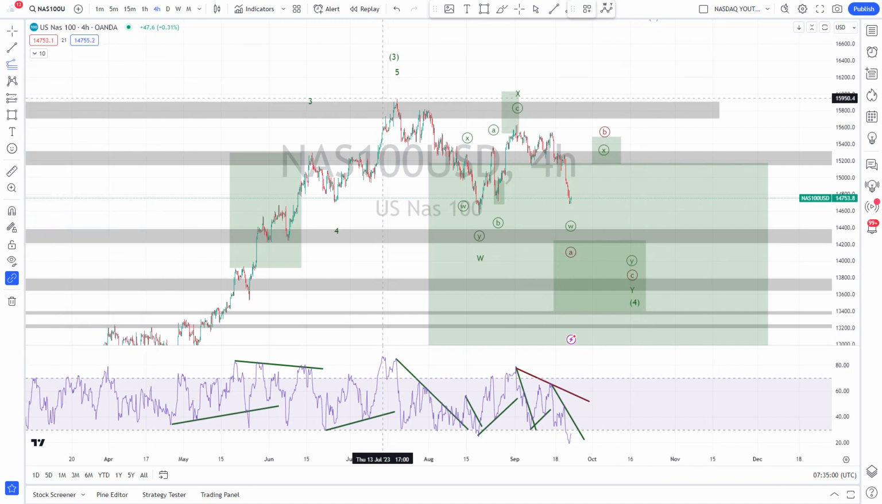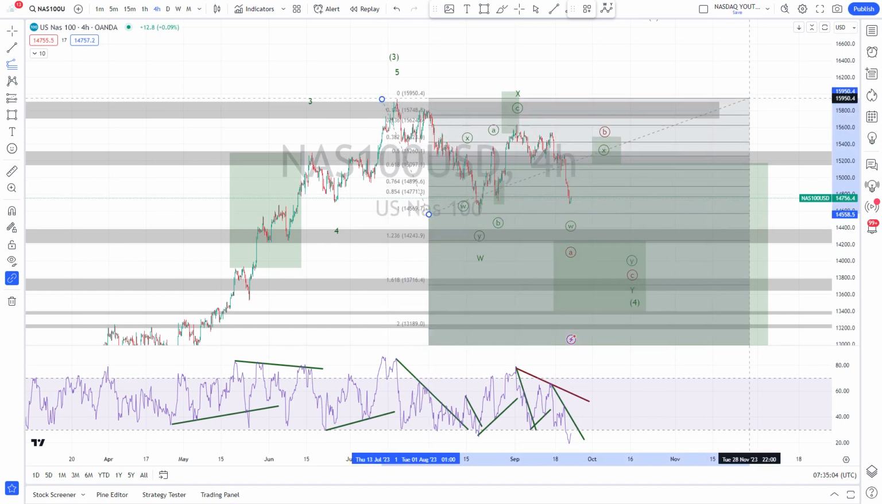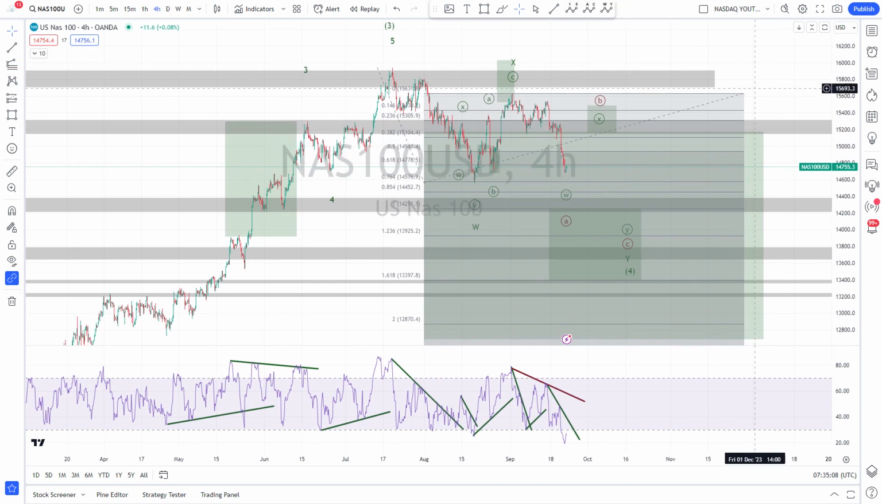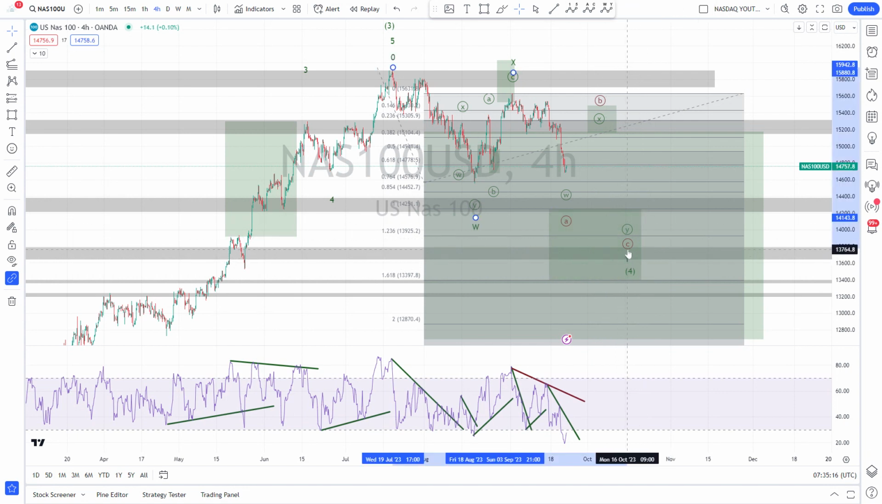The target becomes this area, the area that we can find by taking the length of wave W, the length of wave X, and then here the area between the 1 and the 1.618 FIB extension should be the area where the wave Y ends. And then this is also potentially the end of our wave 4.